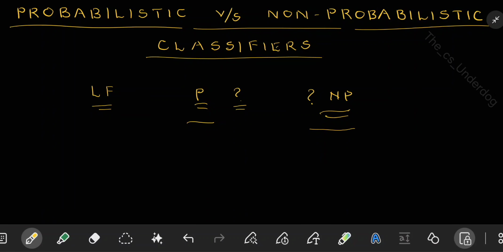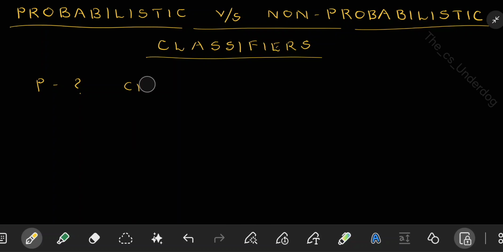And most importantly, when should you make use of a probabilistic classifier and when should you make use of a non-probabilistic classifier. Let us understand this. First of all, what is a probabilistic classifier? As the name suggests, a probabilistic classifier always outputs class probabilities, that is, probability of y given x.